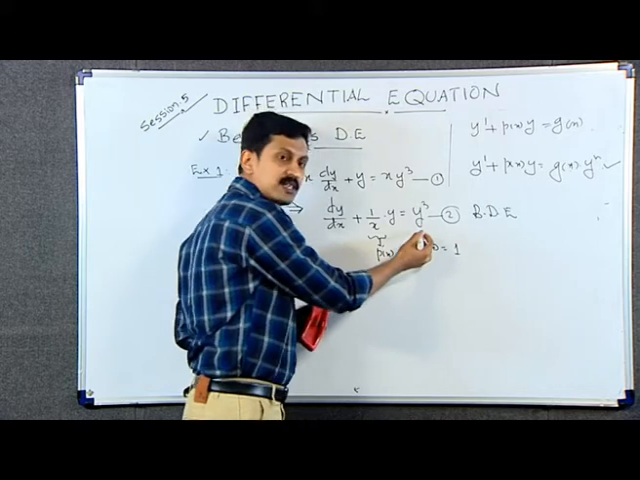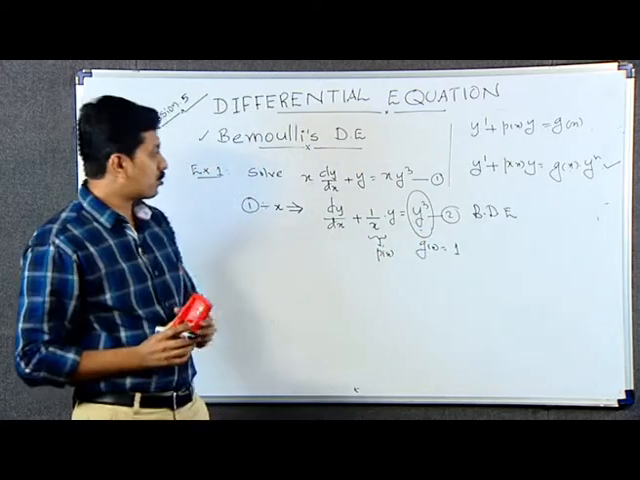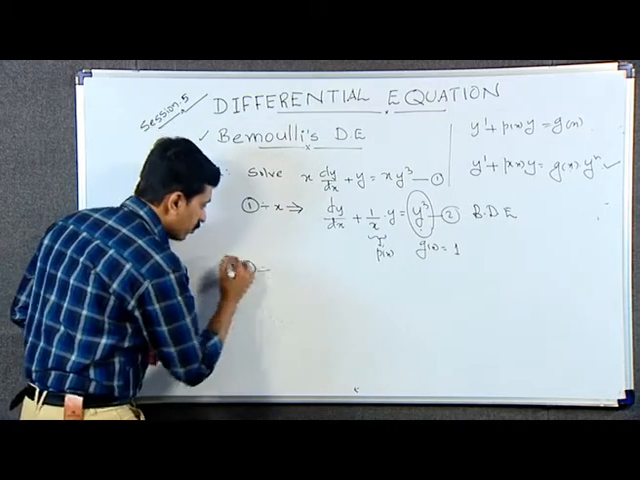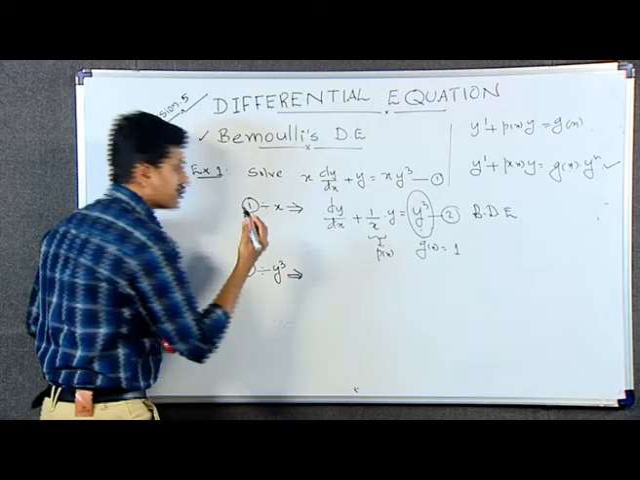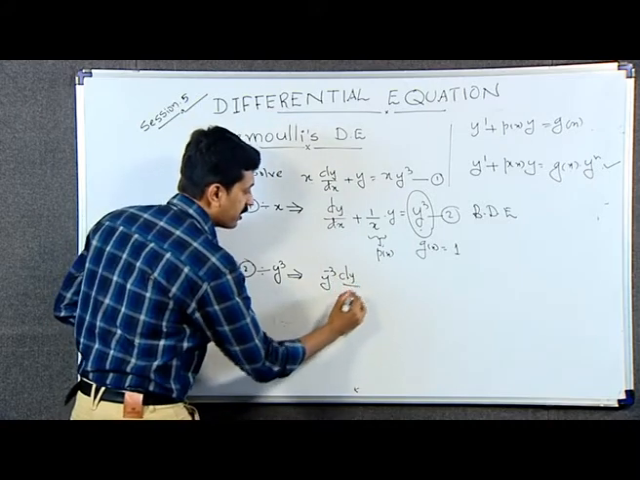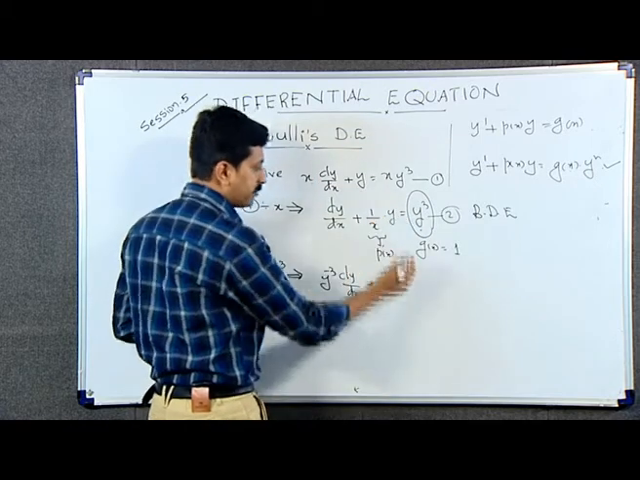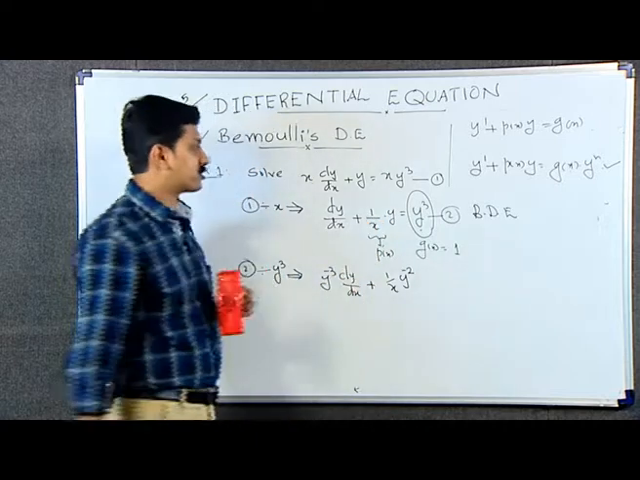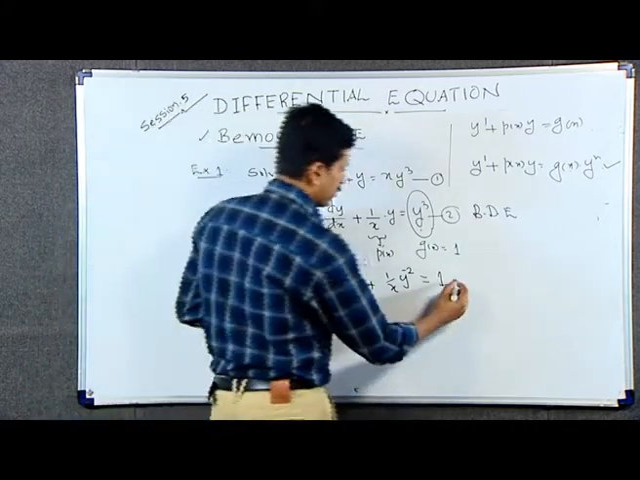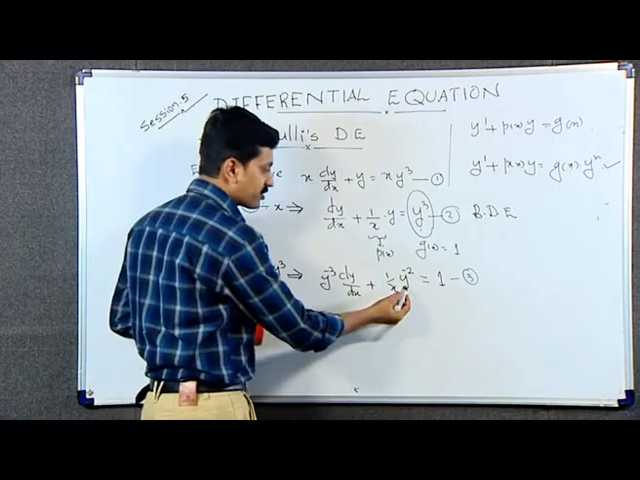What did we do in our method to solve this Bernoulli's differential equation? We divide the differential equation throughout by y cube. So divide 2 by y cube. What will happen? This is equal to y raised to minus 3 into dy by dx plus 1 by x into y divided by y cube, that is y raised to minus 2, is equal to y cube divided by y cube, which is 1. This is equation number 3.